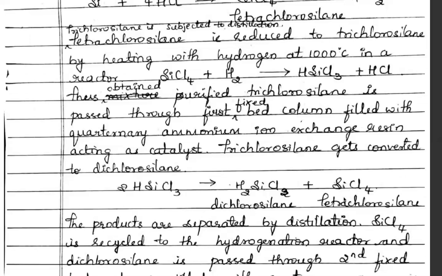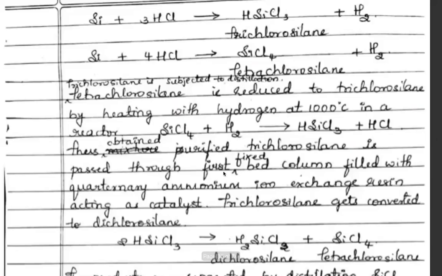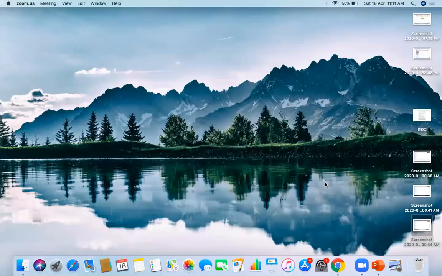So tetrachlorosilane, how do I convert it to trichlorosilane? In a hydrogen reactor at 1000 degrees centigrade, so that I get trichlorosilane, and then it is again passed to this fixed bed column containing the catalyst, so that even this is converted from tetra to tri and then to di. Tetrachlorosilane is converted to trichlorosilane, and then in the presence of this catalyst trichlorosilane is converted to dichlorosilane. Now the products are separated by distillation.